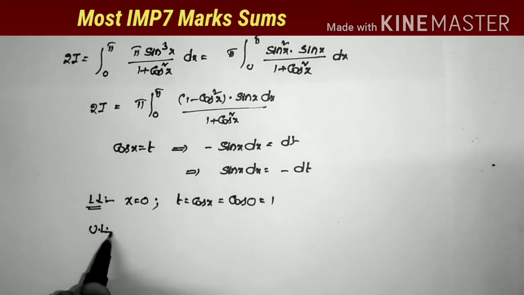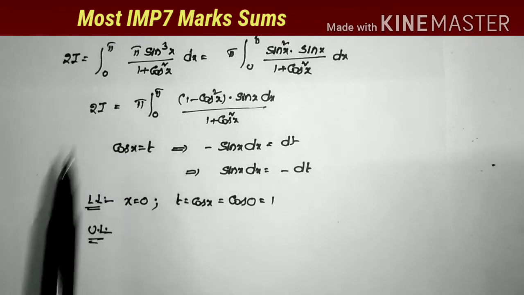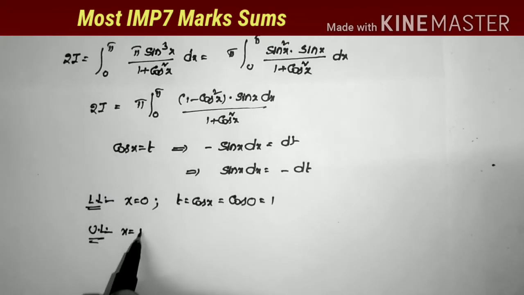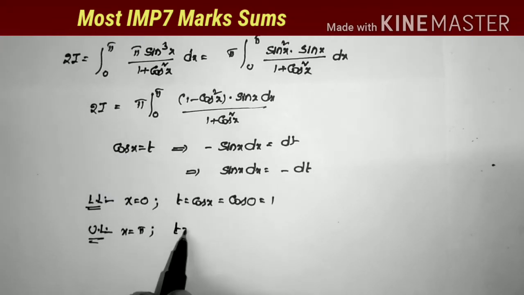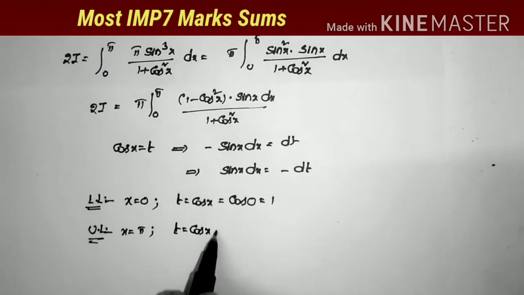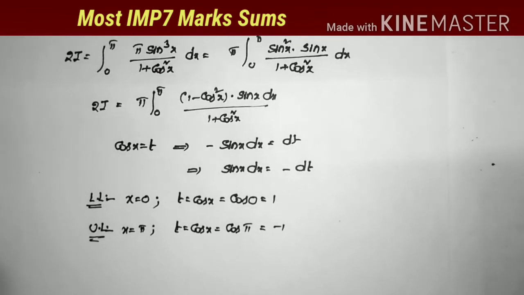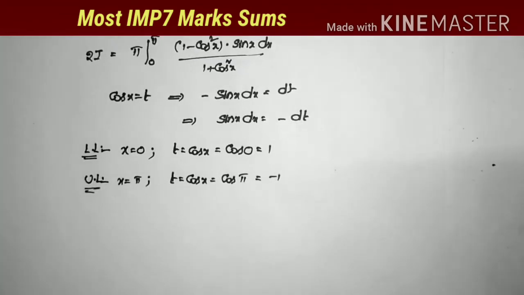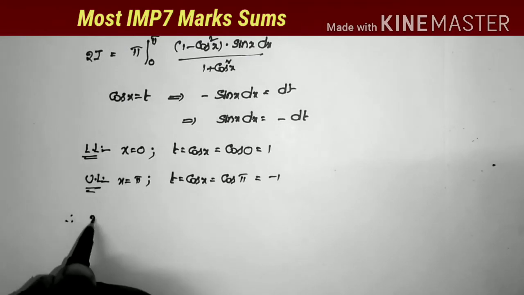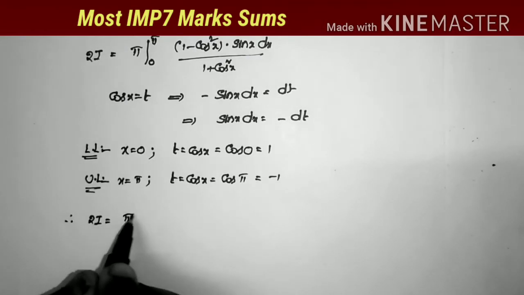Now upper limit. What is the upper limit value? x is equal to pi here. Now substituting x is equal to pi in the function t is equal to cos x, then cos pi is equal to minus 1. Therefore now the problem becomes, therefore 2I is equal to pi into integral.